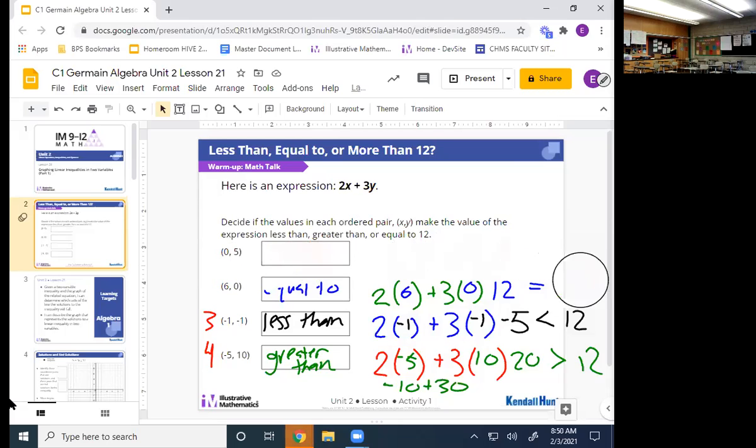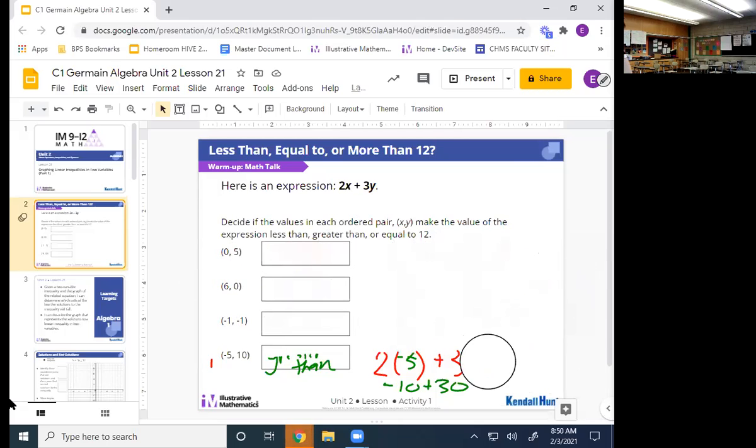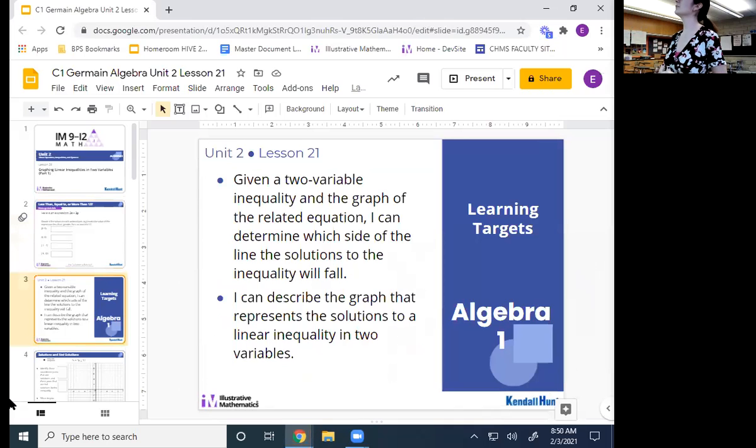Let's take a look at the next bit here. Our learning targets for today, we have 2 of them. They're a little bit complicated in the way that they're worded, so I'm going to break them down a little bit. Given a 2-variable inequality and the graph of the related equation or inequality, I can determine which side of the line the solutions to the inequality will fall.